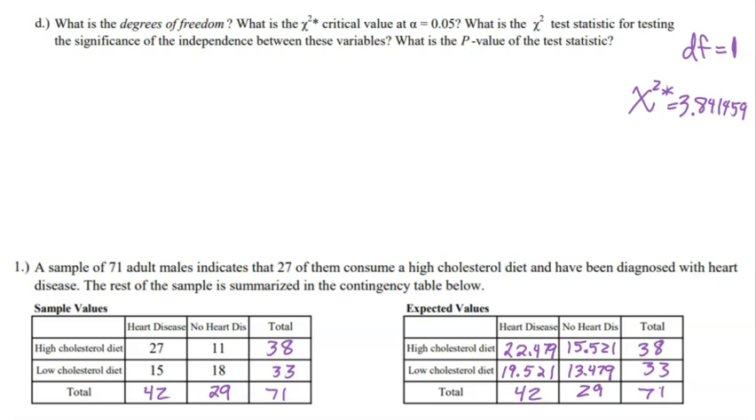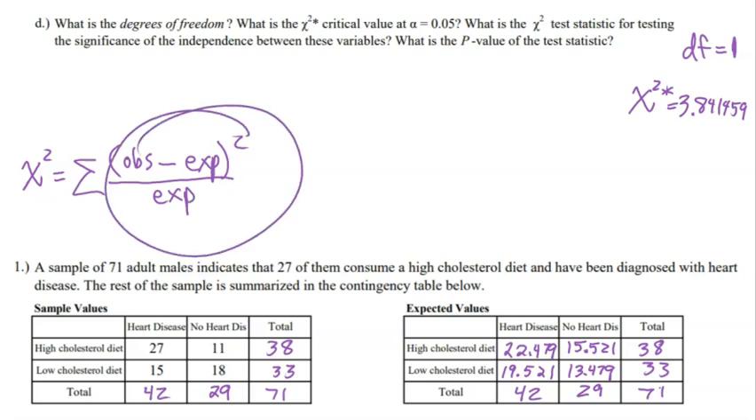Okay, well, this is going to take a good bit of math because I want to remind you that to get the chi-squared test statistic, we have to sum up a bunch of things. What are we summing up? We have to do the observed value minus the expected value, then square that number, then divide by the expected value. Okay, this will give us one number, and we have to do that for 27 and 22.479.